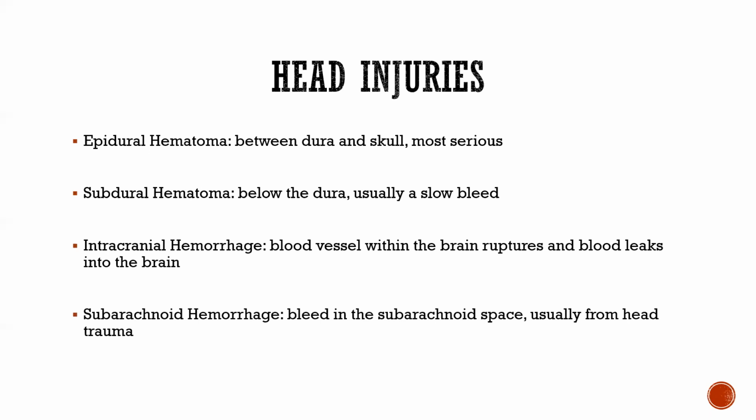A subdural hematoma is below the level of the dura, and that's usually a slow bleed because typically it's a venous bleed. Intracranial hemorrhage just means that a blood vessel within the brain has ruptured or broken and blood is leaking into the brain. This is also known as a hemorrhagic stroke if you have stroke-like symptoms. And then there's the subarachnoid hemorrhage, which just means it's a bleed in the subarachnoid space. A lot of times it can come from head injuries or traumas, motor vehicle accidents, football accidents, things of that nature.